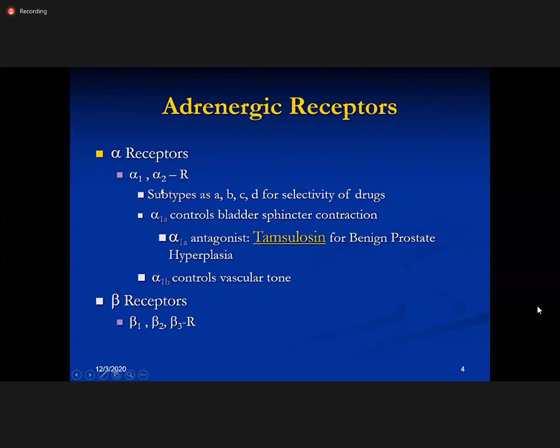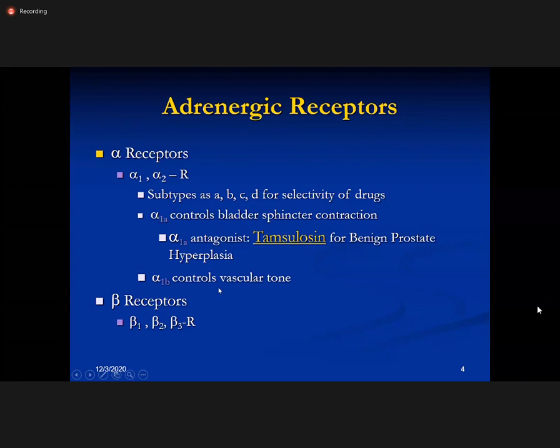Remember when we say alpha 1, it has subtypes. The more selective one is tamsulosin. Now, if I tell you an alpha 1 antagonist for benign prostate hyperplasia, where alpha 1B controls vascular tone, start to think deeply with me: would you give an alpha 1 antagonist to control the bladder sphincter, or is it better to give an alpha 1A antagonist, and why? You have to answer me this.